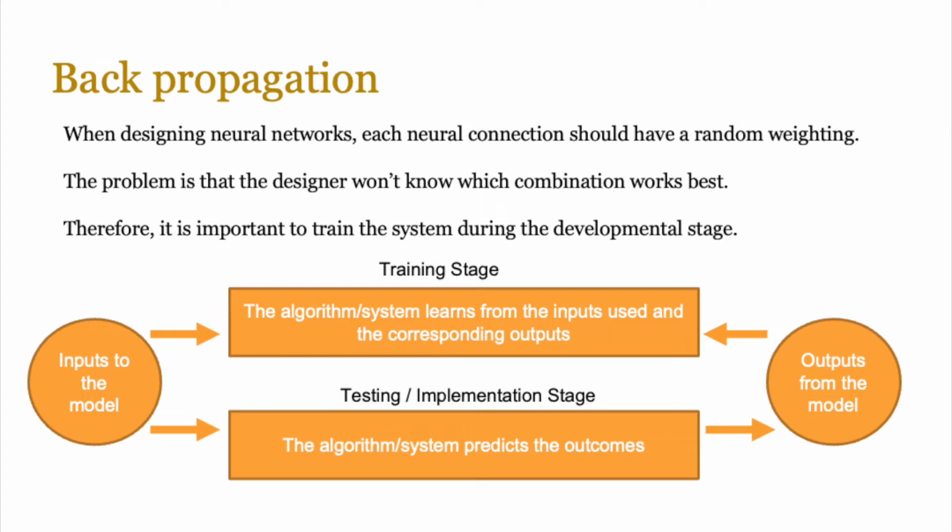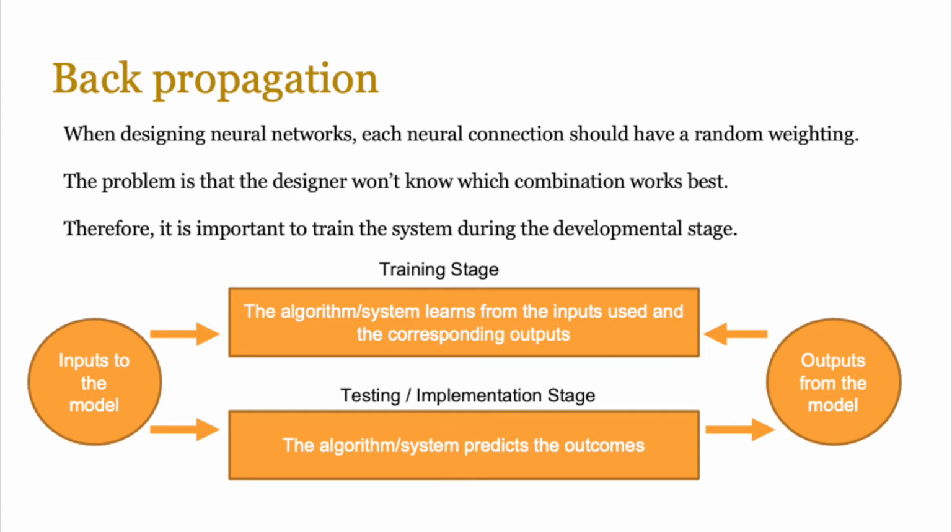When you're designing neural networks, each neural connection should be given a random weighting. The problem is that the designer won't know which combination works best. Therefore, it's important to train the system during the developmental stages to ensure that it produces the most optimum output. A backpropagation-based system will have two stages, the training stage and the testing or implementation stage.